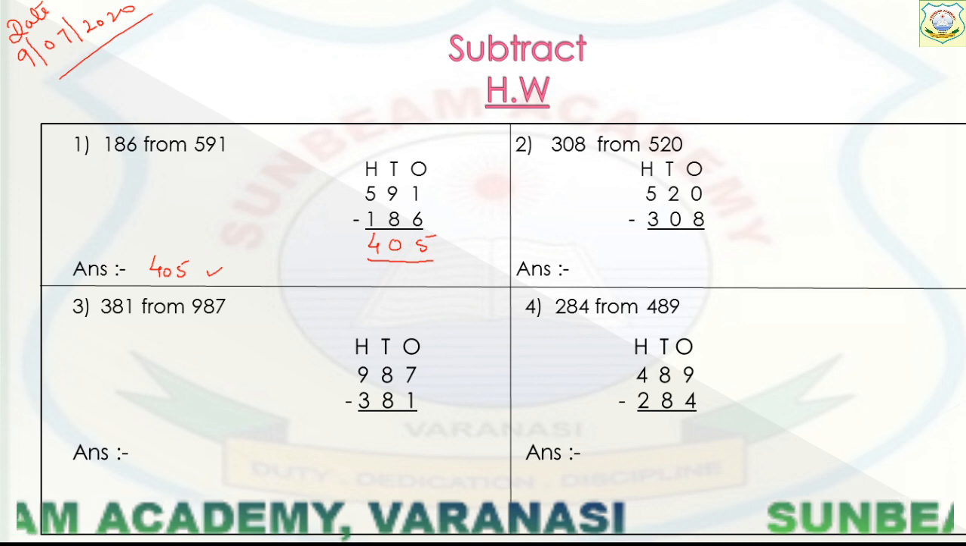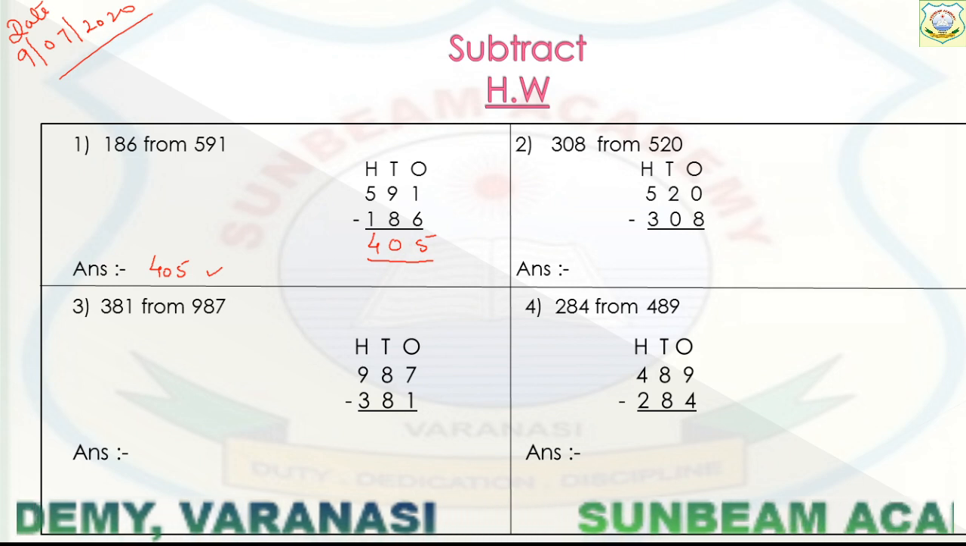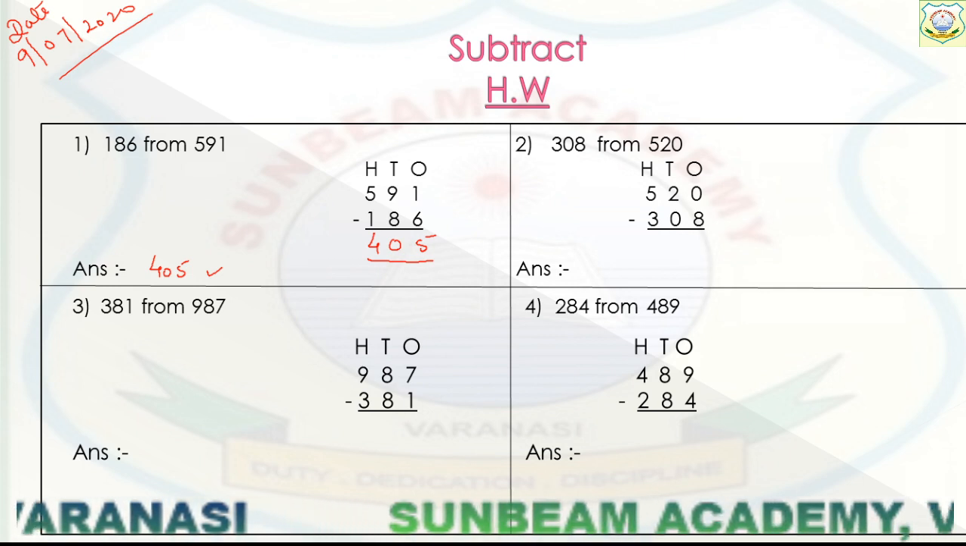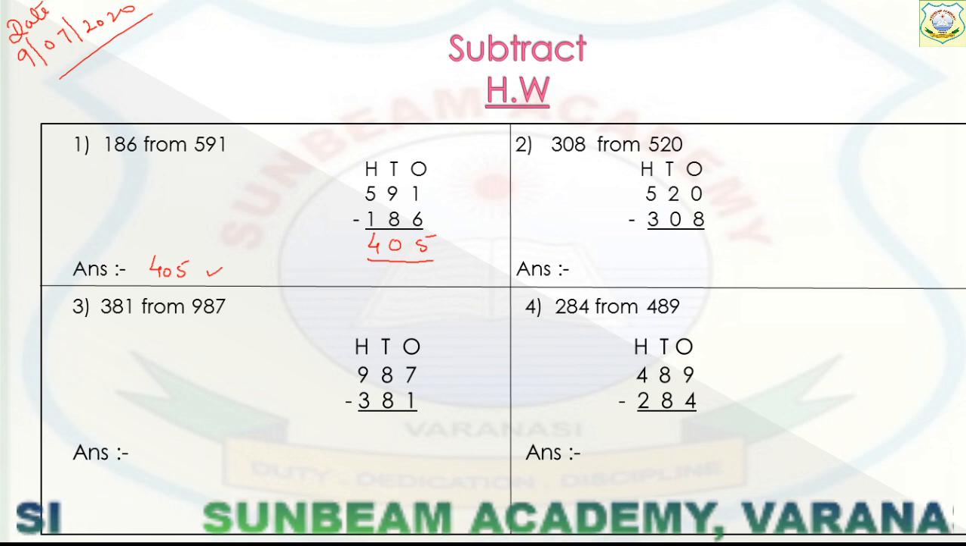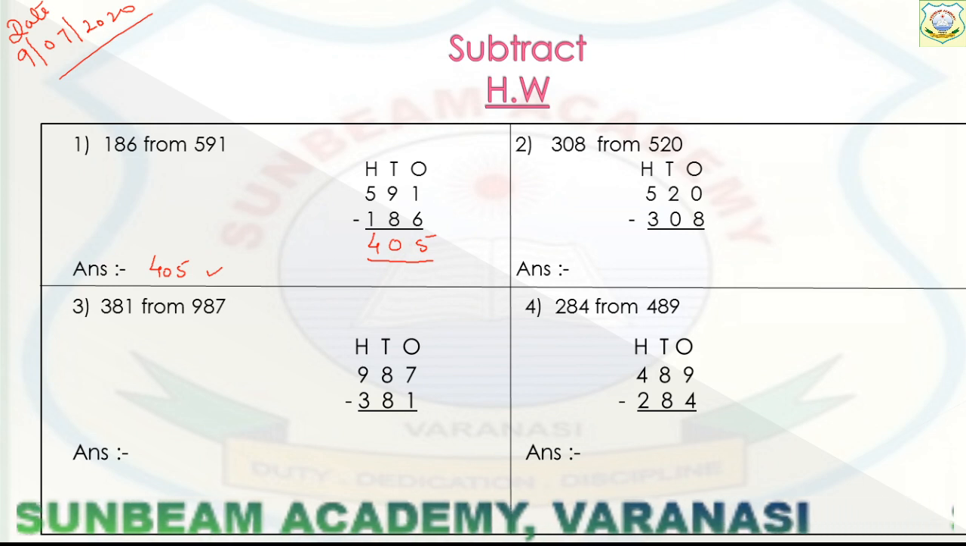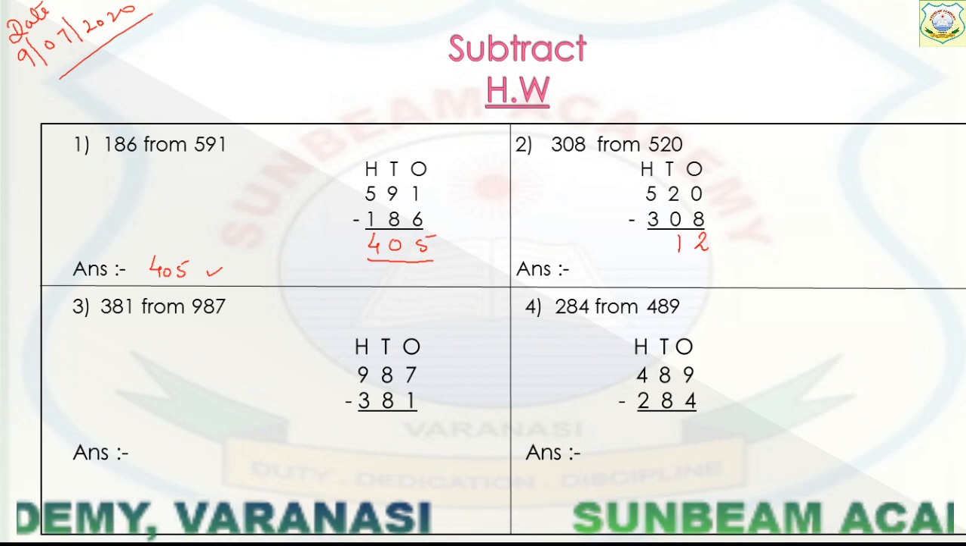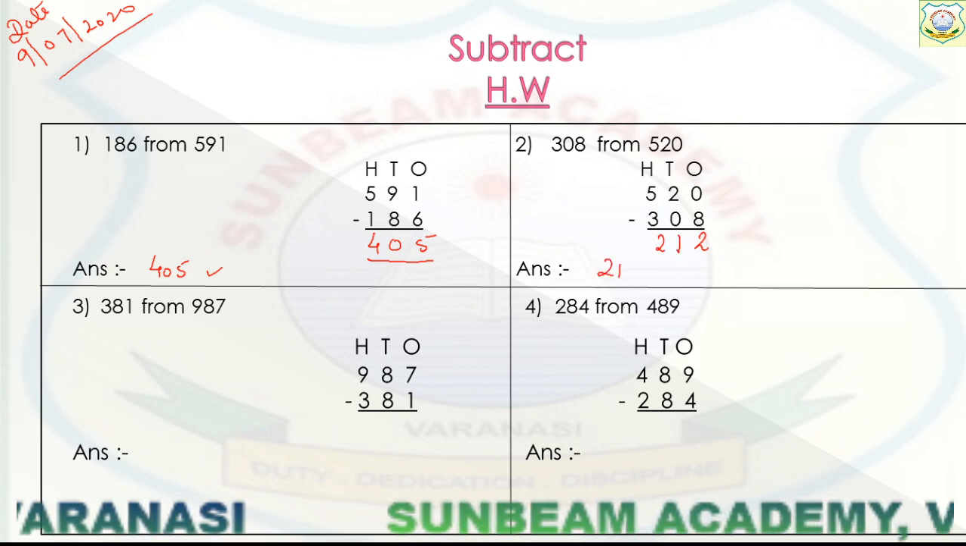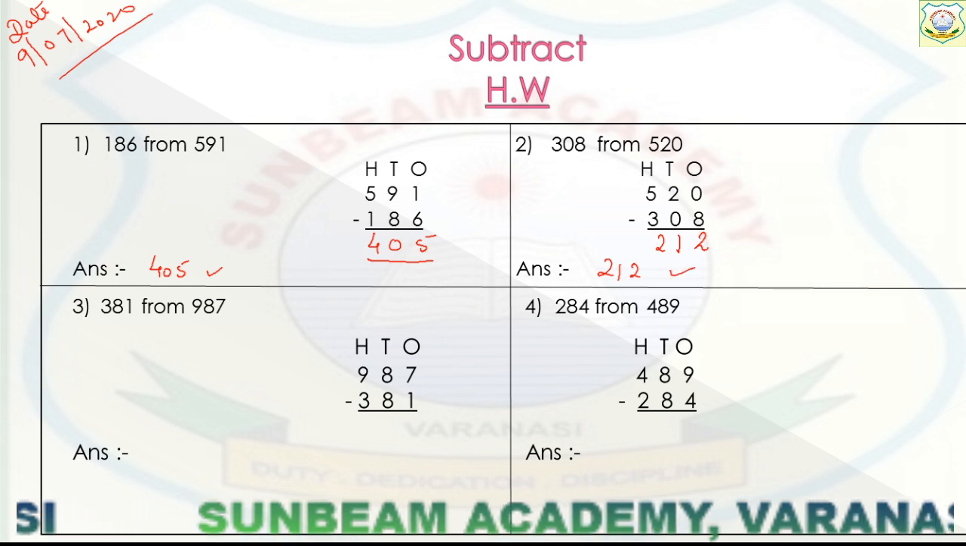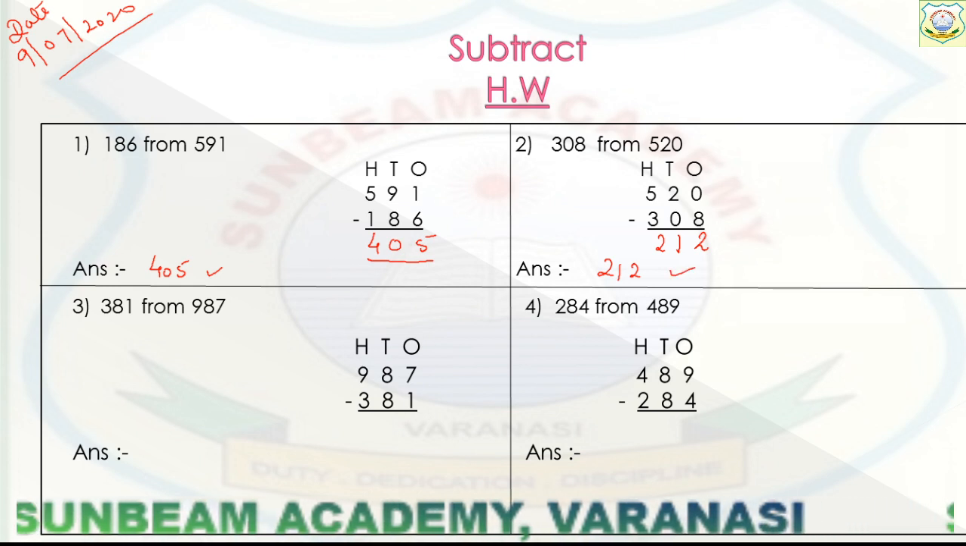Now, second one. 520 minus 308. Right? 308. So, 10 minus 8 is 2 here. Then it is 1 now. And this is 2. So, if you have got 212, then it is the correct answer. Now, the third one.